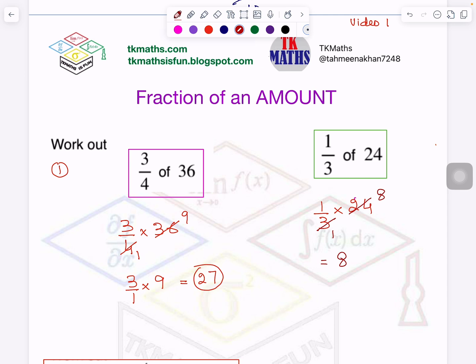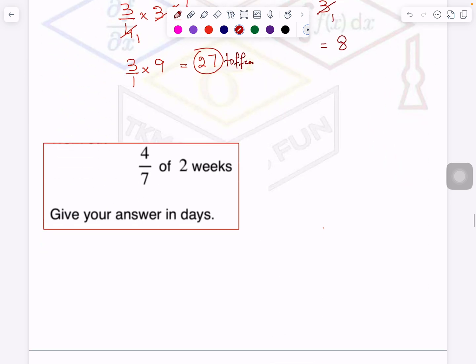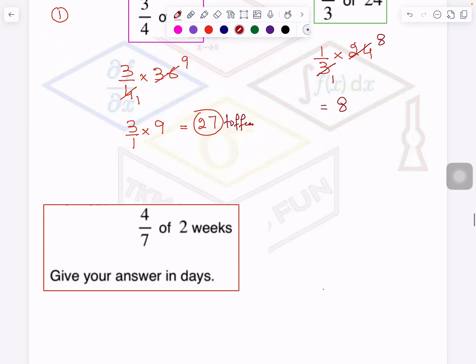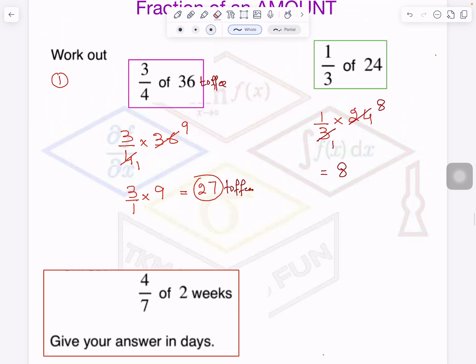If a unit is written here, for example, if I write toffees, you will write the same unit with the answer. That is very important. By the way, the unit was not there in the previous case, so you don't need to write it. I was just giving you the example here, right? So when a unit is not given, you don't need to write a unit along with it.